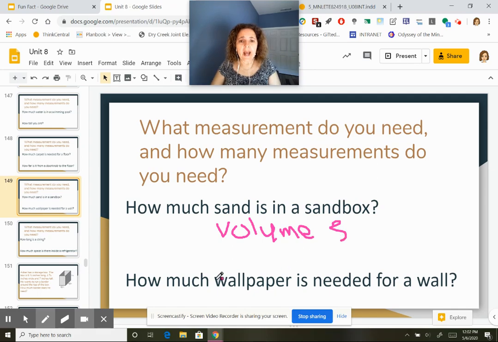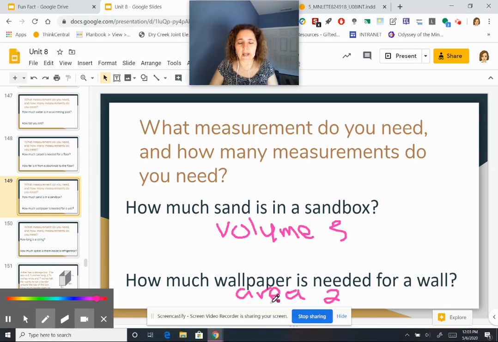Okay. How much wallpaper is needed for a wall? Would it just be the length? Would it be area? Or would it be volume, a 3D shape? So a wall is flat. How much paper I need? It's not just length, it would just be one measurement. I need to know all of it. So I would need what? What would I need? Stop and write it down.